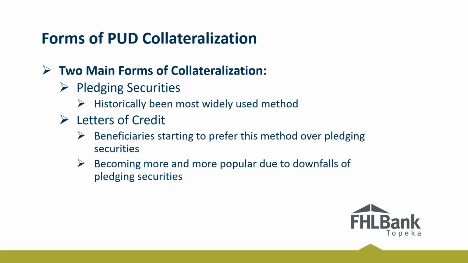On this slide, we go into the 2 main forms of collateralization that we see for our PUDs. The first one, which I'm sure some of you are familiar with, is pledging securities, which historically, throughout the years, has probably been the most widely used form of collateralizing your PUDs. But then there are letters of credit, which is what we offer here at the Federal Home Loan Bank. Beneficiaries are starting to prefer this method over securities just because it is a lot cleaner, a lot easier process, and that is why they are becoming a lot more popular.